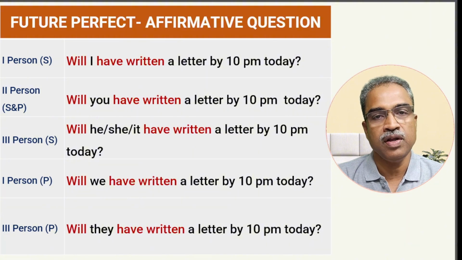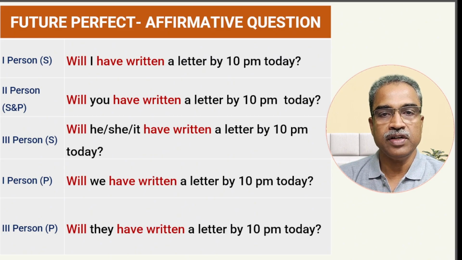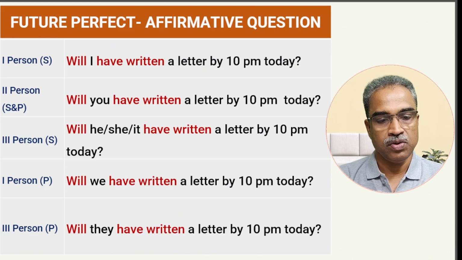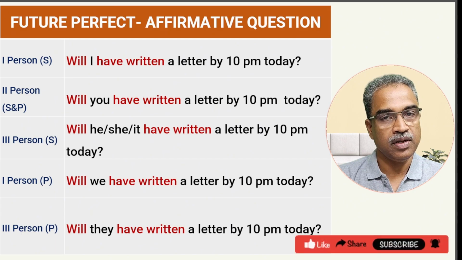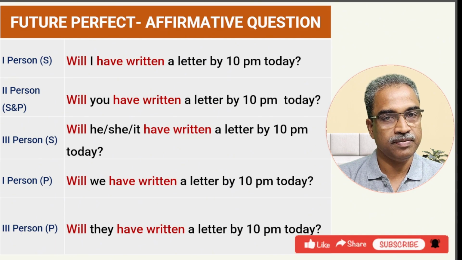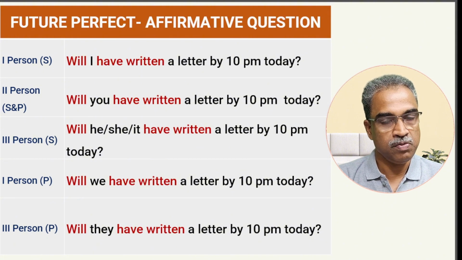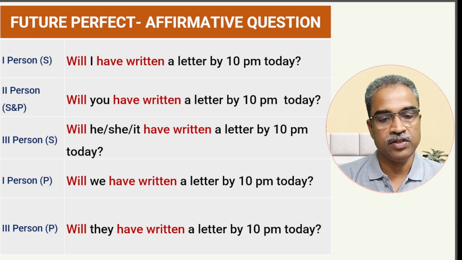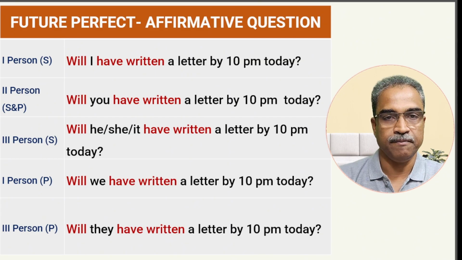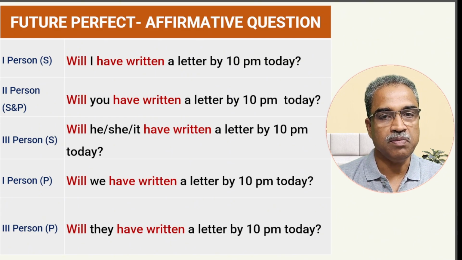So here next one, first person plural, that is we. If you say we will have written a letter, now that changes to will we have written a letter by 10 p.m. today? And the last one, they will have written a letter. That's a statement. What will be the question? Will they have written a letter by 10 p.m. today? So that is simple enough.